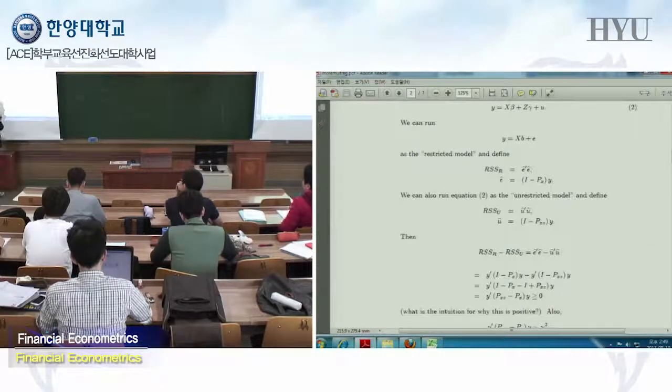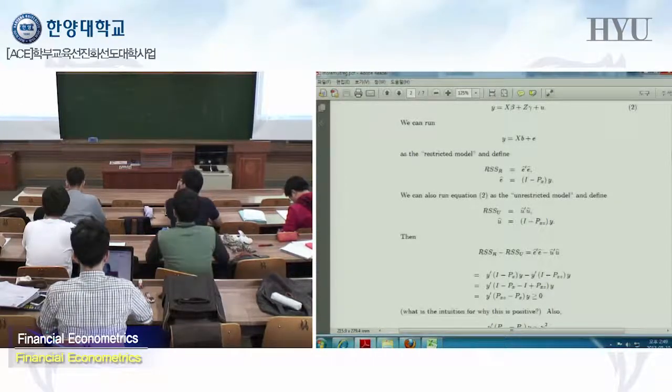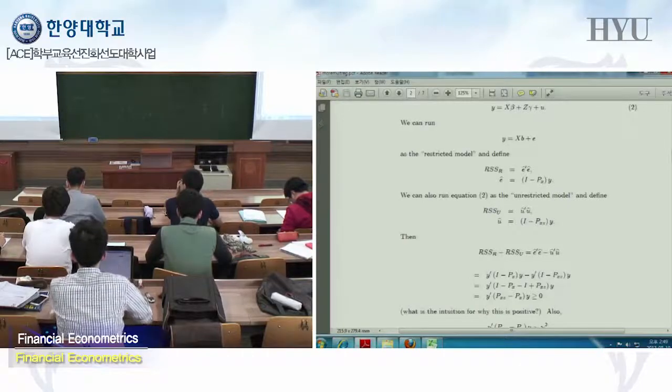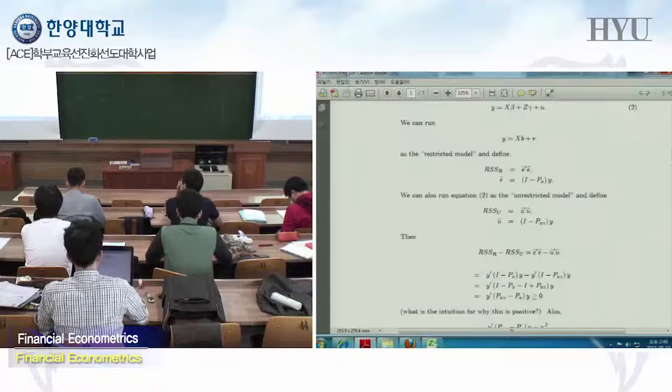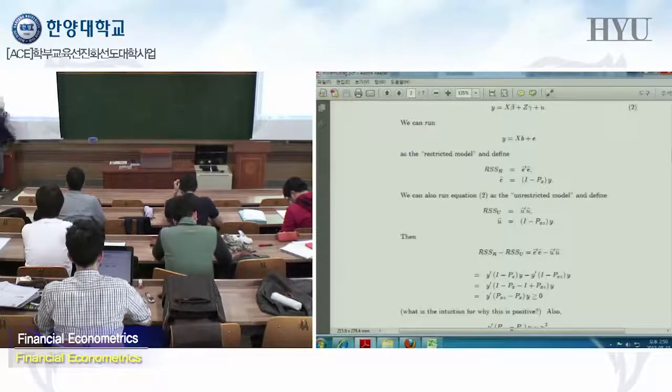Right? Okay, why should this one be greater than or equal to 0? Can anyone tell me the intuition? We can prove this mathematically, but intuition is actually better. Why do you think it is greater than or equal to 0?